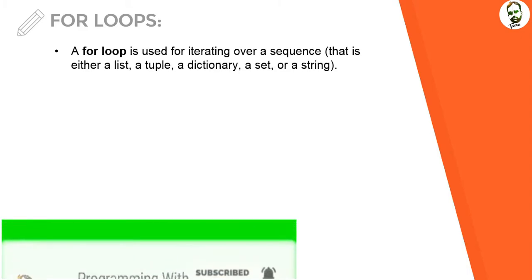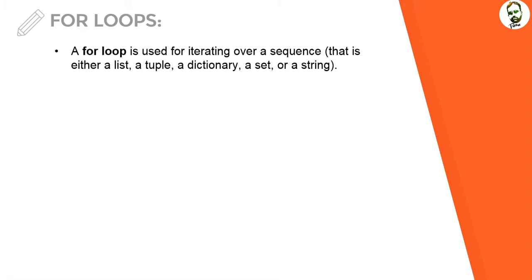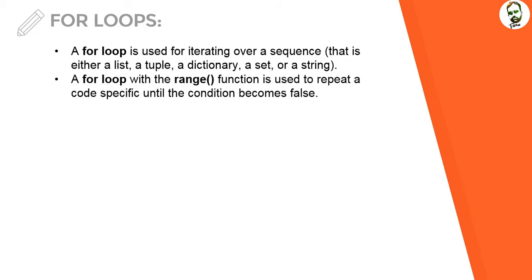There are two parts of the for loop. First of all is a loop. The for loop is used for iterating over a sequence, that is a string, tuple, dictionary, list or set. For now, we will not discuss this part of the for loop because we haven't studied lists, tuples or dictionaries. We will come to them after a few videos. For now, we will focus on the for loop with a range. It is the same as the while loop, but it uses a range function to act like a while loop.